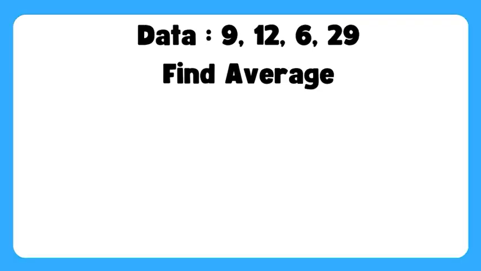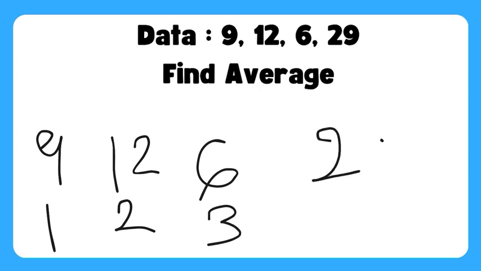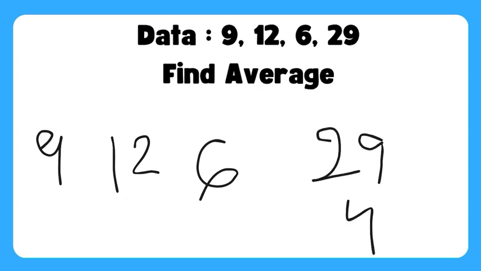Now we're going to be finding this. We have the values 9, 12, 6, and 29, and we have to find the average. So we have 9, which is the first value, 12, which is the second value, 6, which is the third value, and 29, which is the fourth value. So we have 4 values. We're going to note down 4.